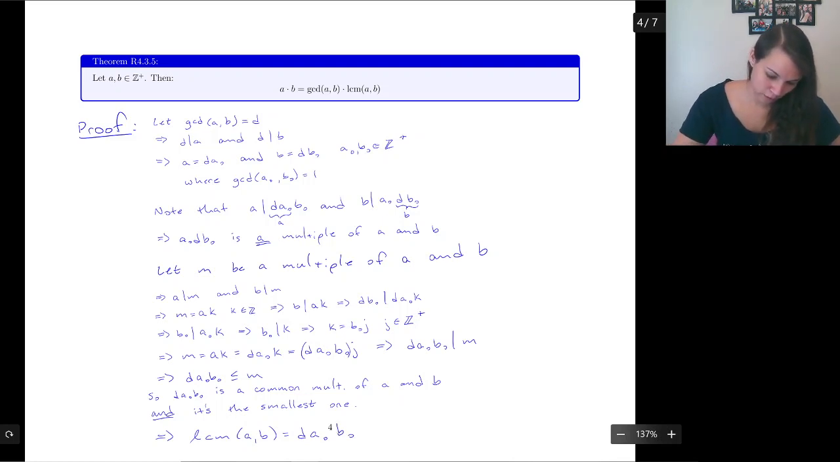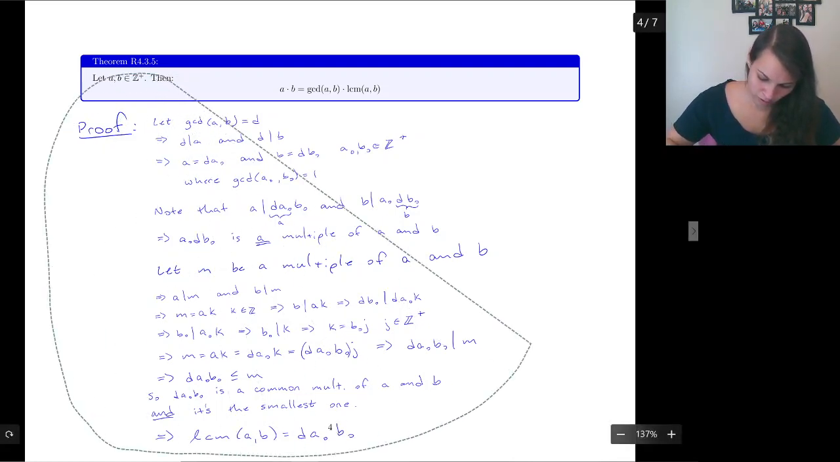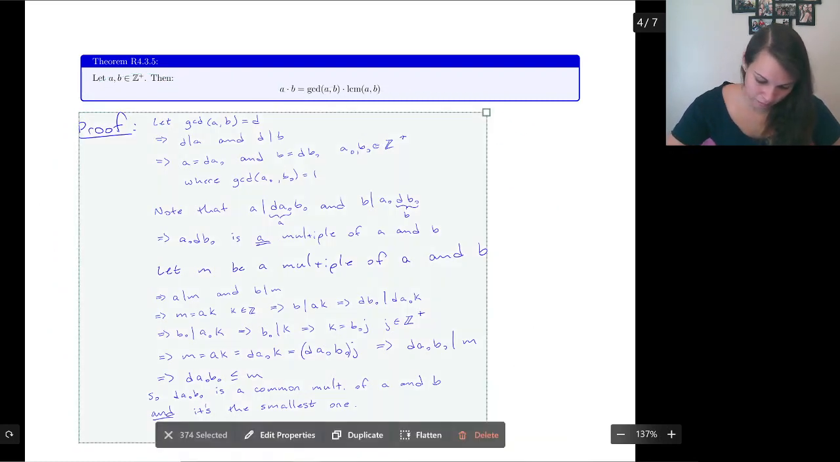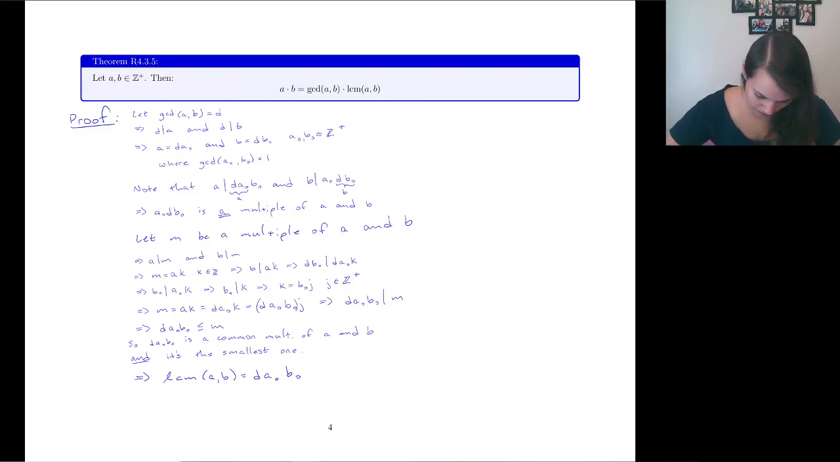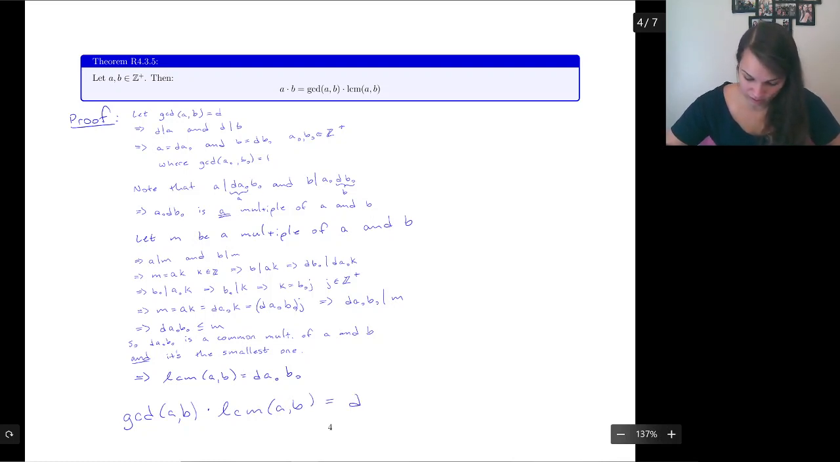But what were we really going for all along? We were going for what A times B is actually equal to. So we can say that GCD of AB times LCM of AB is equal to, the GCD was D, and then we've proved that the LCM is D times A naught B naught. But we know that A naught times D is A, and B naught times D is B. So we get A times B.